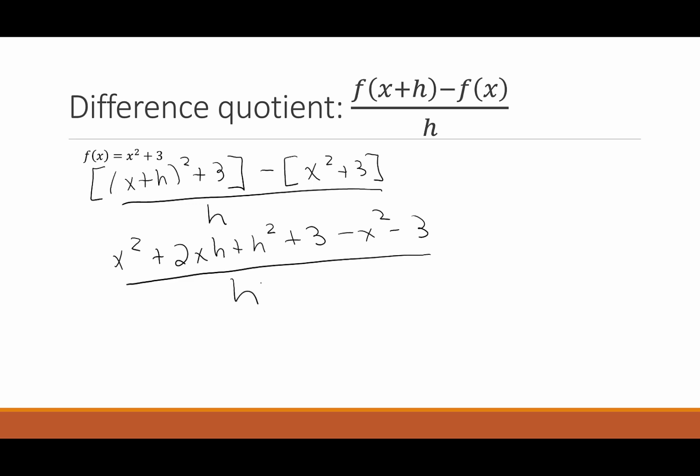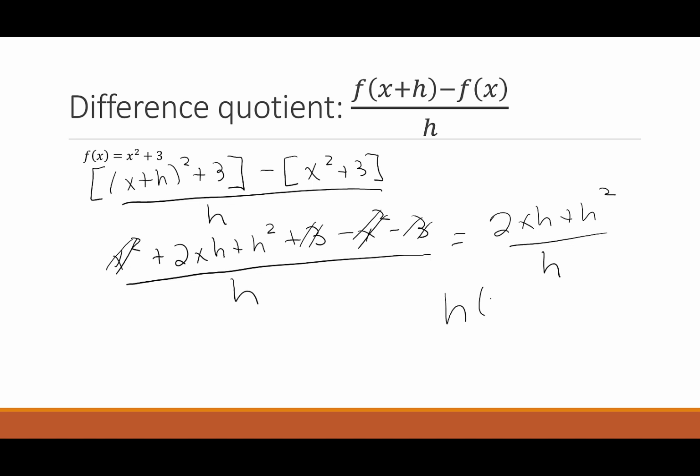Once again, we have some things that cancel. I have a positive x squared and a negative x squared. I have a positive 3 and a negative 3. I have left 2xh plus h squared over h. You want to be careful right now and remember that everything is being divided by h. So it's not just the 2xh, it's not just the h squared, it's both things.